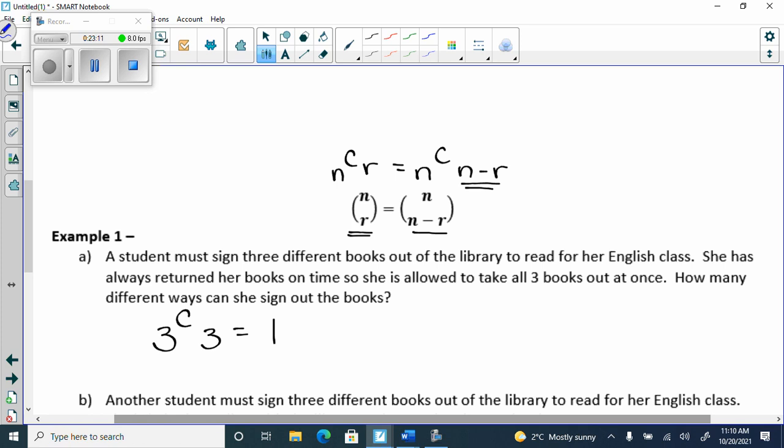Okay. So we always have to look at this number here and say, does it matter how I take these 3 out? Did it matter how I took these 3 out? In this case, nope. Okay, let's look here.